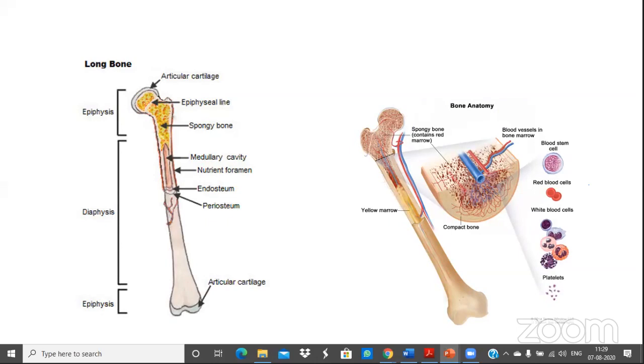Some bones are flat in nature. I think the next slide will show it. Some bones we can't describe in any particular shape; those are called irregular bones. A typical bone will have these kinds of properties.